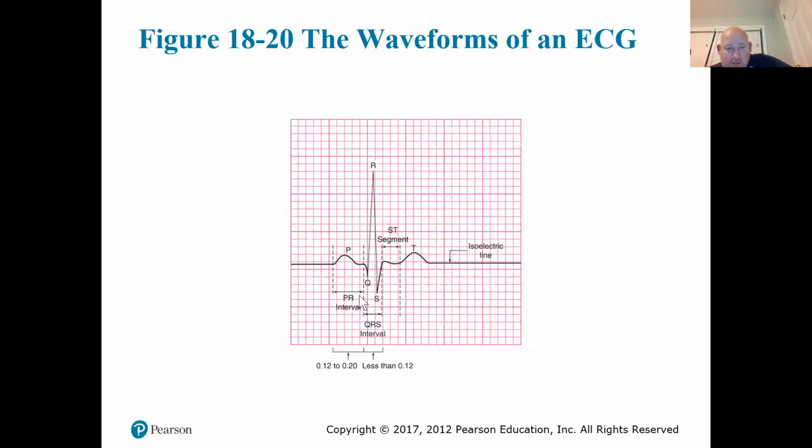The PR interval, you'll see that marked on the bottom. That's the beginning of the P wave to the beginning of the Q. And that interval, we want that interval to be less than 0.2 seconds. So that would be 5 of those little boxes or 1 of the big boxes. We want it to be less than 0.2. For a sinus rhythm, you'll usually find that in the range of 0.12 to 0.2. And then when you have all of those things come together, you can identify this as a sinus rhythm.